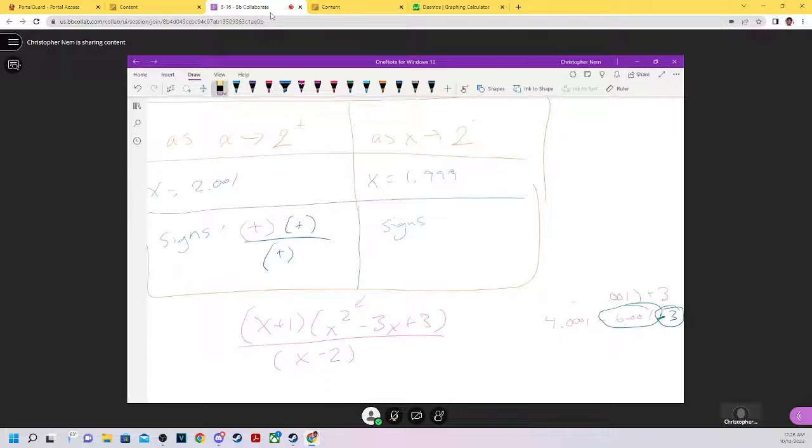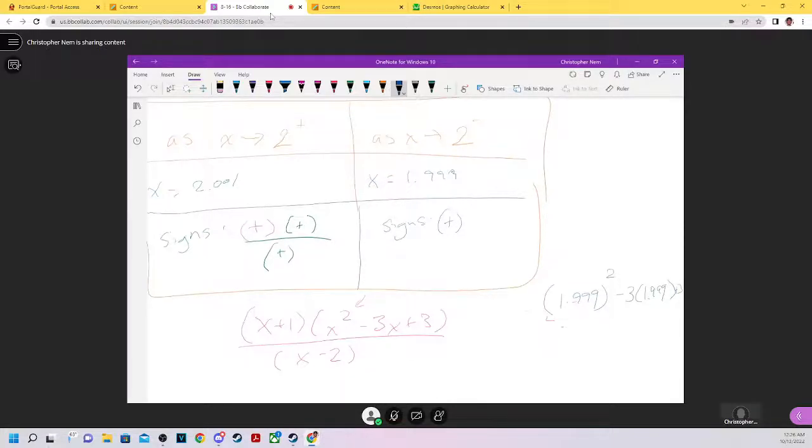Now we have to check the sign of 2 from the left side, so 1.999. Well, 1.999 plus 1 is going to be positive. And if I plug that into my function, squared minus 3 times 1.999 plus 3.